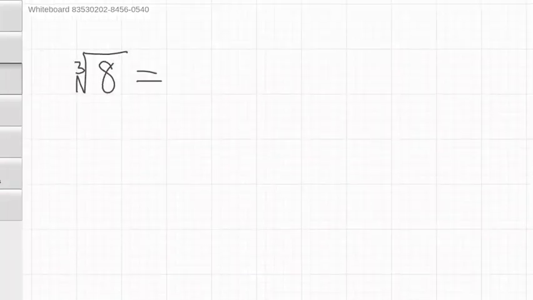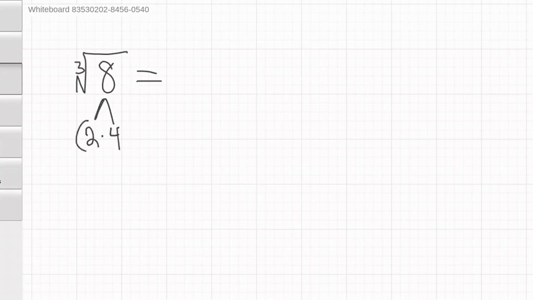Let's simplify cube roots. It's the same as simplifying square roots, except for the fact that you have to find trios and not pairs. Let's try. So cube root of 8. Well, 8 can be broken down into 2 and 4. 2 is a prime number, and 4 can be broken down into 2 and 2. 2 is a prime number. So now we gotta find our trios, the same number 3 times. Well, the same number 3 times we see there is 2.